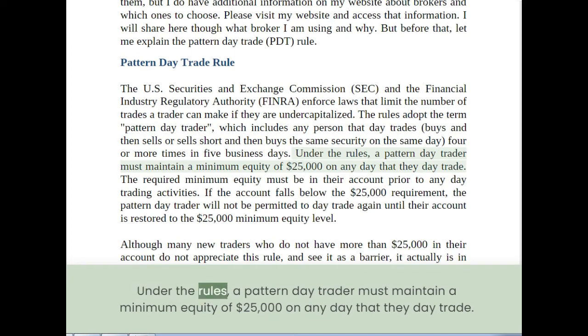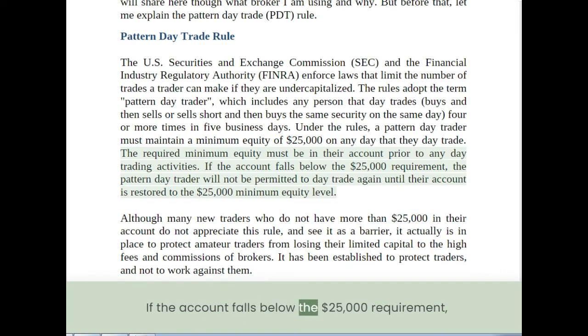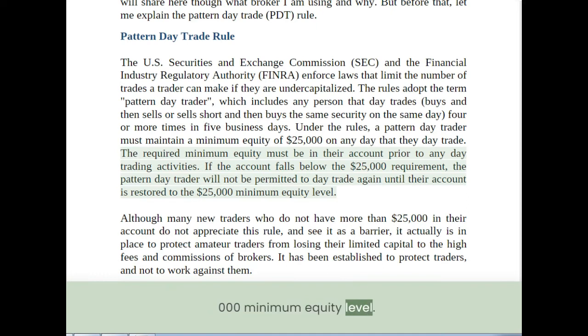Under the rules, a pattern day trader must maintain a minimum equity of $25,000 on any day that they day trade. The required minimum equity must be in their account prior to any day trading activities. If the account falls below the $25,000 requirement, the pattern day trader will not be permitted to day trade again until their account is restored to the $25,000 minimum equity level.